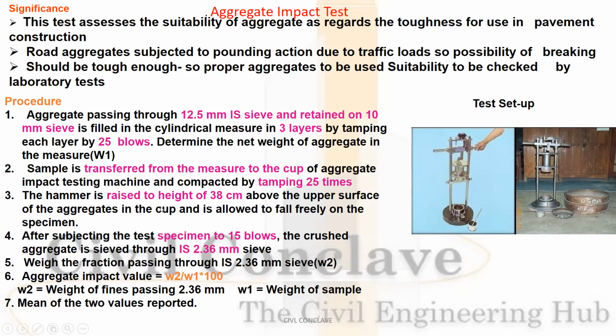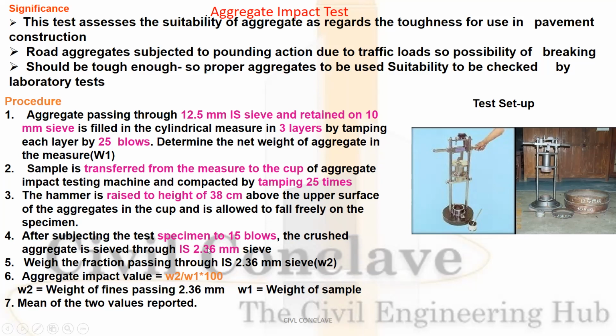The hammer is raised to 38 centimeters above the upper surface of the aggregate and allowed to fall freely on the specimen. This is the procedure. I will show you the images. The cup has been filled and you raise the hammer 35 centimeters and drop it like that.